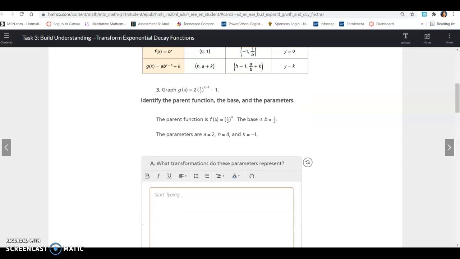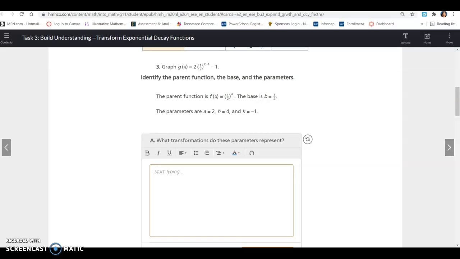All right, so graph g of x equals 2 times 1/2 raised to the x minus 4 power minus 1. Identify the parent function, the base, and the parameters. All right, so the parent function is the most basic form of the function. So g of x equals 1/2 to the x power is your parent function. The base is 1/2. Remember, if it's between 0 and 1, that indicates a decay. If it's greater than 1, it was a growth. And the parameters are a is 2, h is 4, and k is -1.